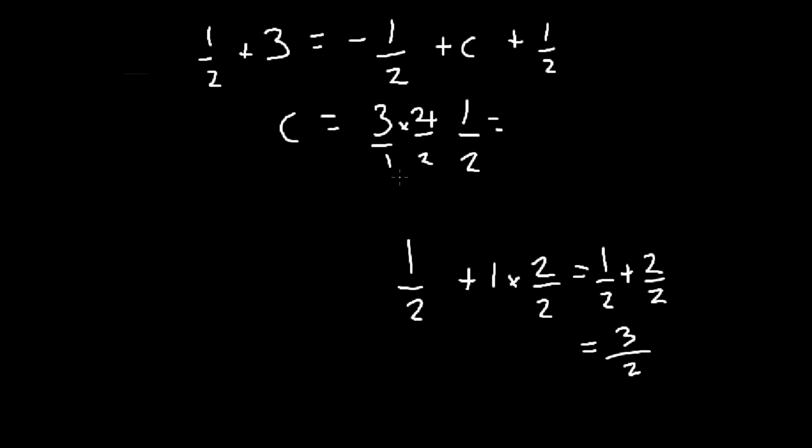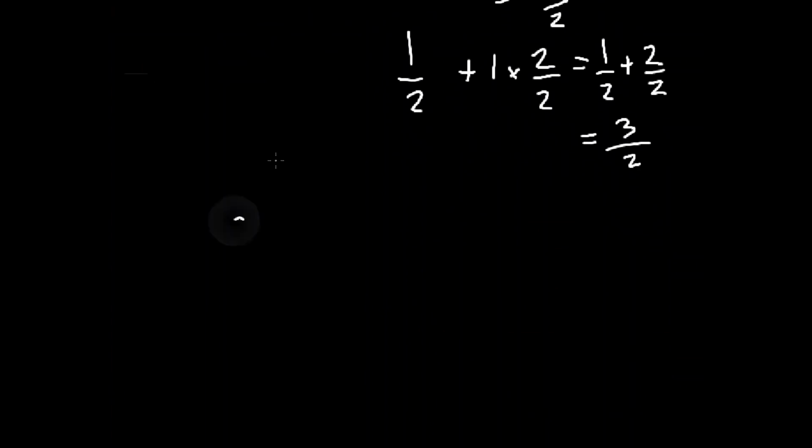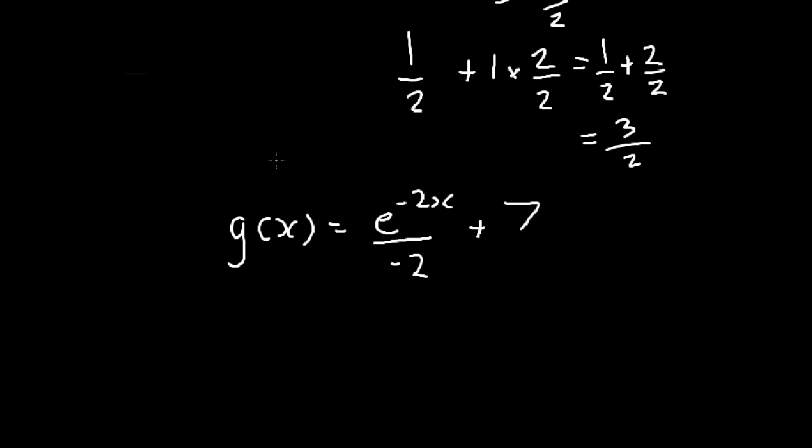That means I get 3 times 2 plus 1, all divided by 2, which is 6 plus 1, 7 divided by 2. So our final equation for g of x is going to be equal to e to the minus 2x all divided by minus 2, plus 7 on 2. And there you go. That's it.